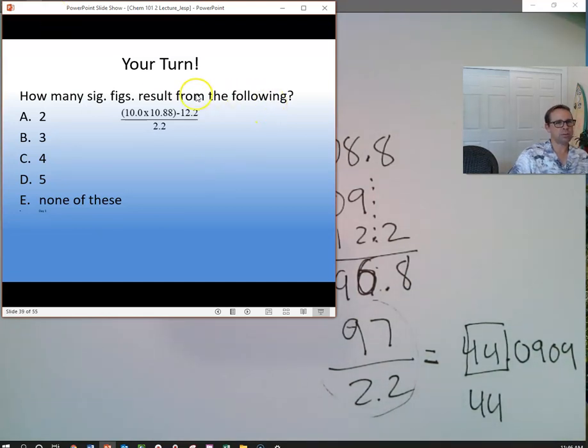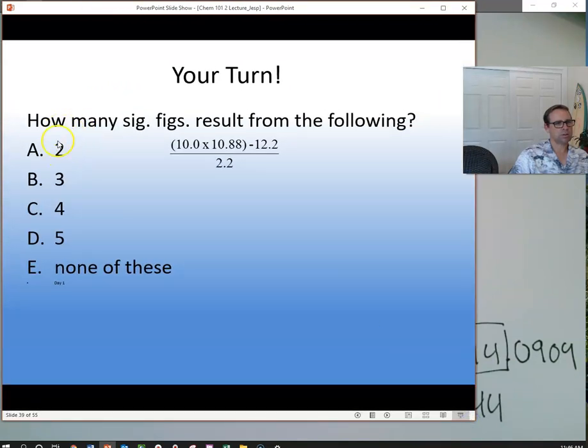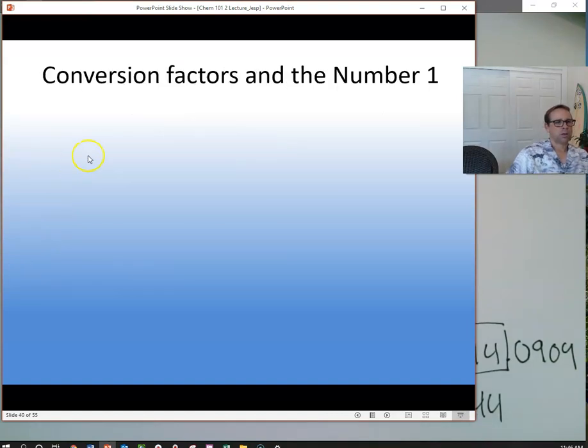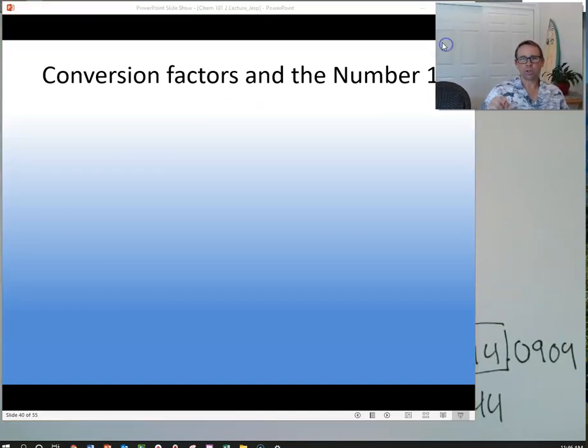So, how many significant results? The answer is 2. Right. Okay, very good. So, now we know how to communicate numbers to other scientists by letting them know our last significant digit is our estimate. All right, so that's a valuable tool. We are also able to receive numbers from other scientists and know where their estimate is based on the numbers that they provide us.